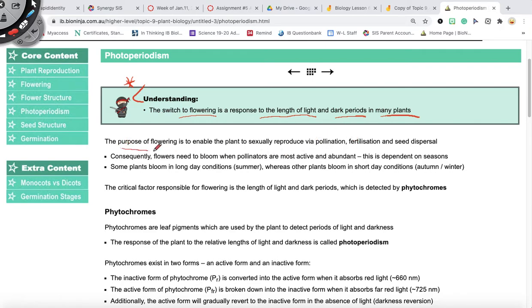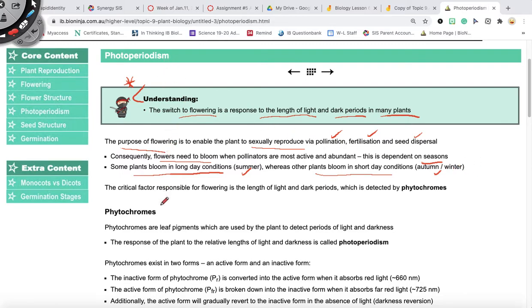Let's remember that the purpose of flowering is to allow the plant to sexually reproduce via pollination, fertilization, and seed dispersal. That means most flowers are going to bloom when pollinators are most active and abundant, and we know that pollinators are most active and abundant in certain seasons. Some plants bloom in long day conditions known as summer, whereas other plants bloom in short day conditions, which could be in the autumn or early winter.